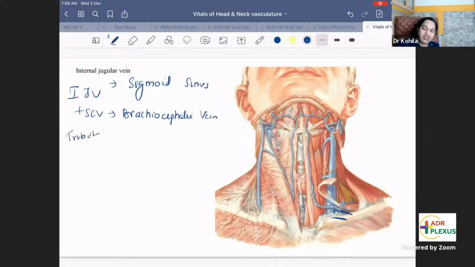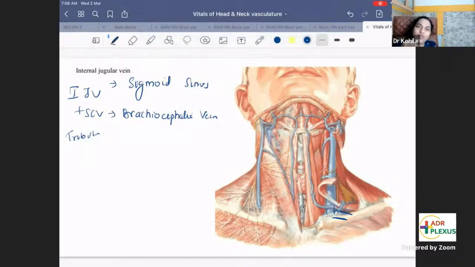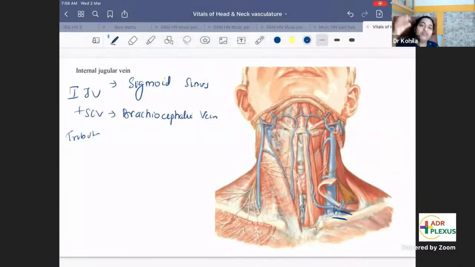Tributaries, easy. Mnemonic. The veins corresponding to the branches of the external carotid artery: the pharyngeal vein, superior thyroid vein, middle thyroid vein, lingual vein, common facial vein, occipital vein. All these veins accompanying the branches of the external carotid will open into the internal jugular vein.